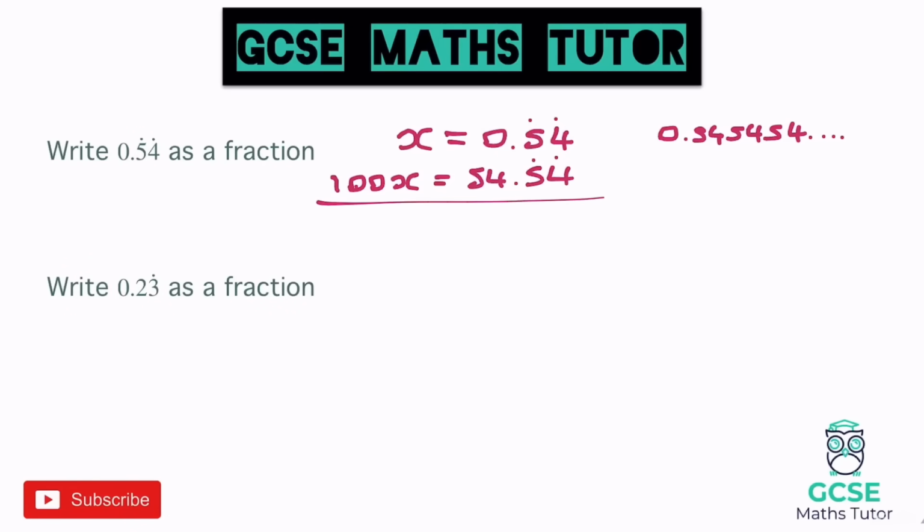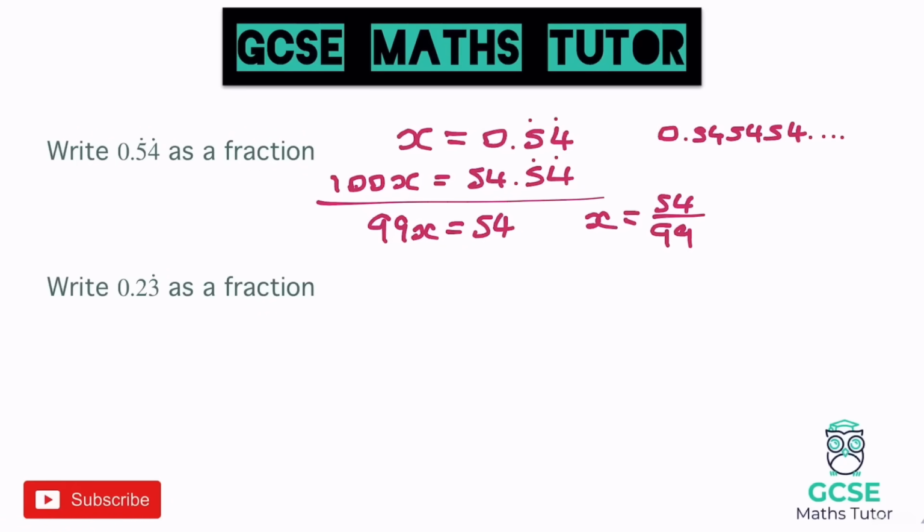If we take them away from each other, we have 99 x's equals 54. And make sure that you actually do use your algebra to show this. Now we can divide both sides by 99, so x equals 54 over 99. And there it is as a fraction. You do just need to check to see if your fraction simplifies, so do check to see if this one simplifies. This one actually does.